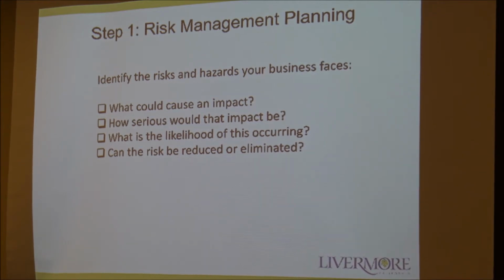So what you want to do is sit down, get a piece of paper, and start writing down what it is that can happen here where we live. So let's name some risks or hazards in this area. And let's pretend that we own ABC Widget Company. Okay? What are some of the risks that we face? Several.